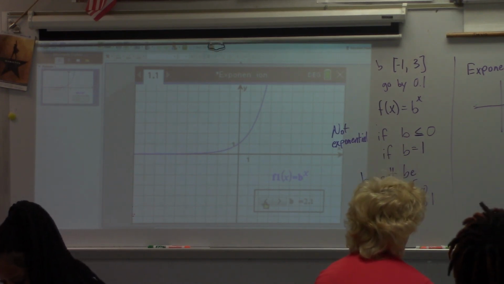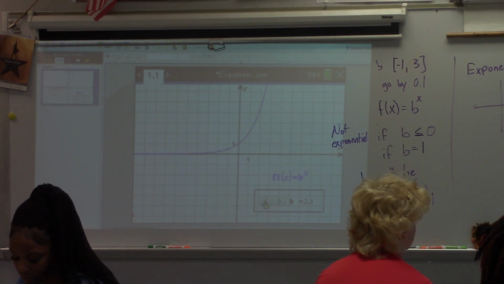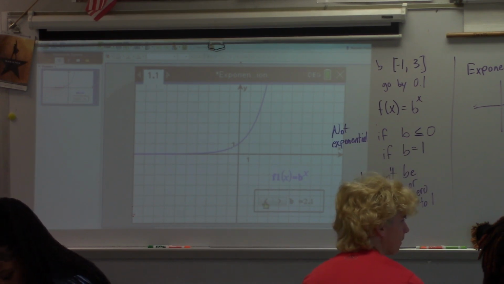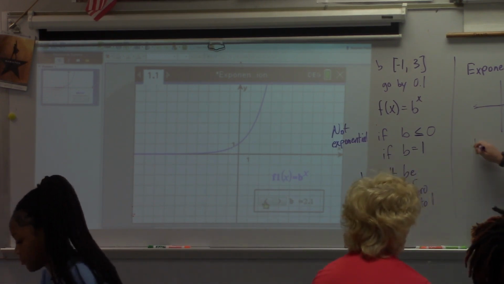As long as b is greater than 1, it's growing. Because what happens if I do 2 times 2? I get 4 times 2 again, 8 times 2 again, 16. Those numbers grow whenever b is greater than 1. So when is it going to be an exponential decay?